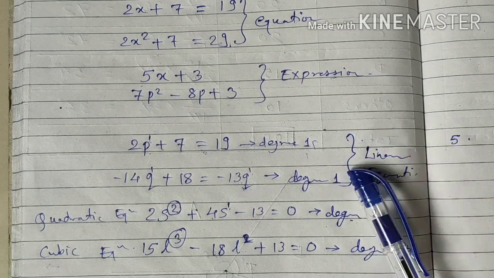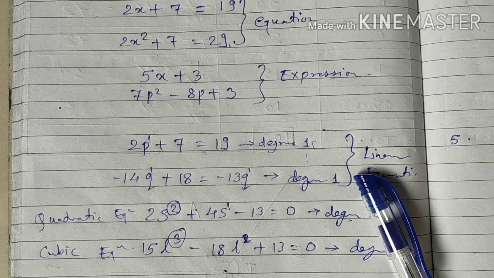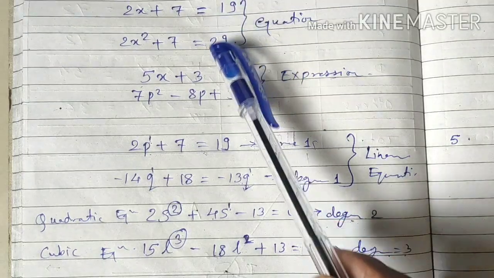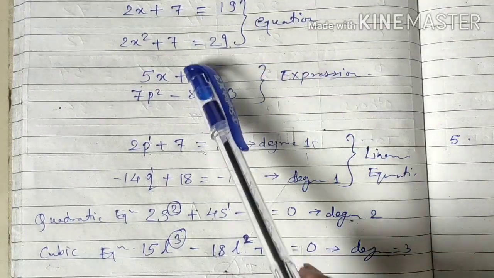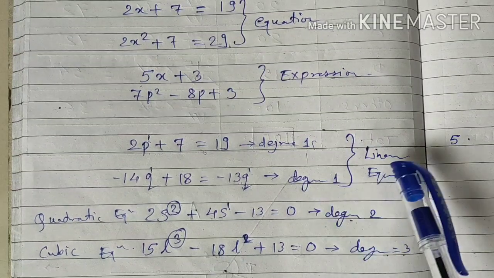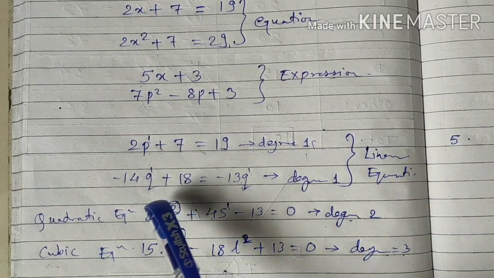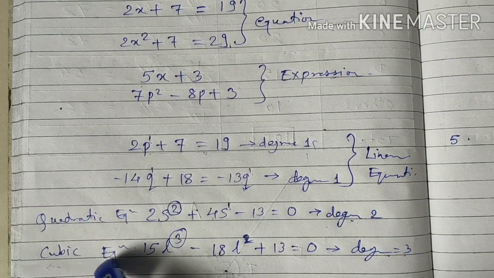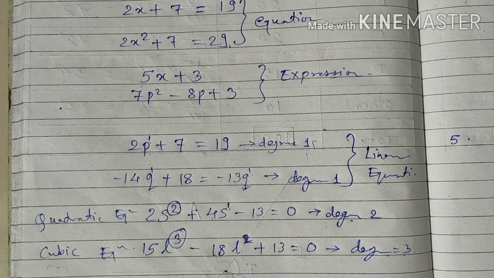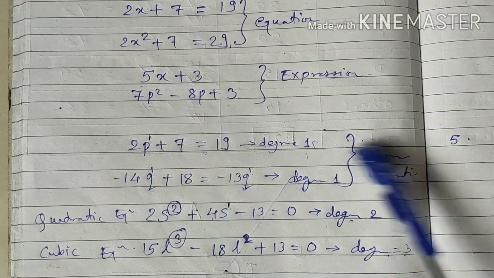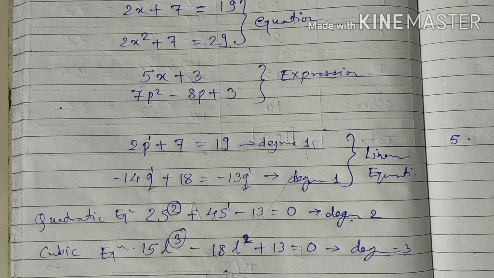If the degree is 1, then only we can call it a linear equation. And equation means what? There must be the equal to sign. If the equal to sign is there, we call it an equation. If the equal to sign is not there, it is called an expression. If the degree is 1, it is a linear equation. If the degree is 2, it is called quadratic. If the degree is 3, we call it cubic. In our chapter, we are going to learn only about linear equations. That means in all the equations, the degree will be 1.